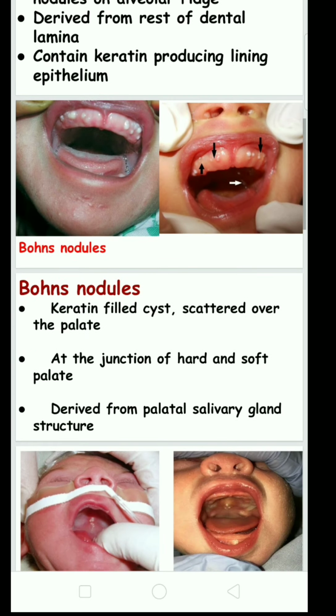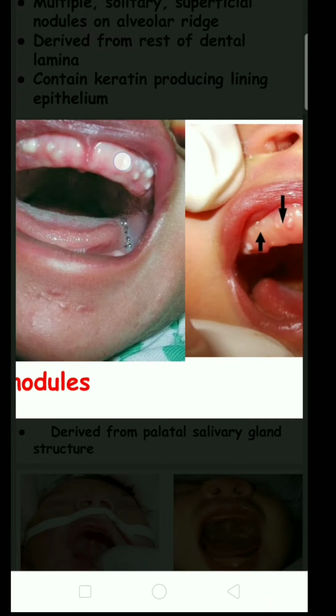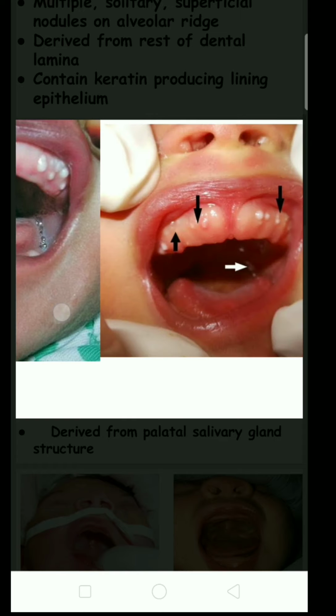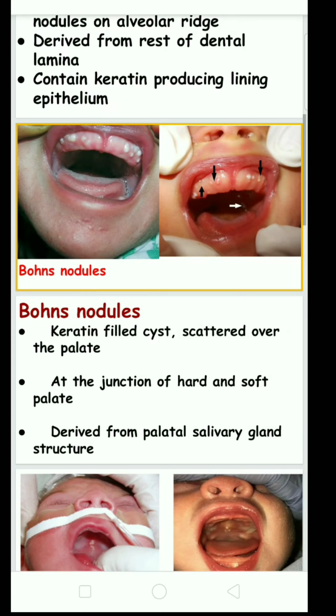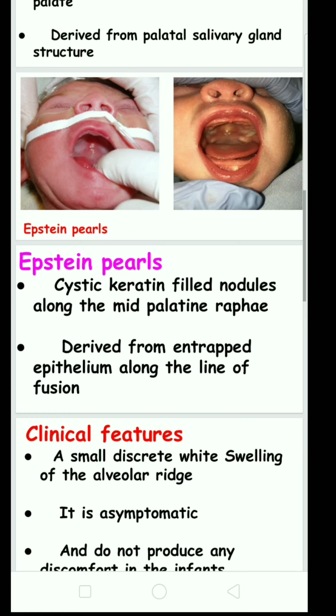In Bohn's nodule, the keratin-filled cysts are scattered over the palate. At the same time, they are also seen on the alveolar ridge and scattered over the palate. They are mostly seen at the junction of the hard palate and soft palate. It is derived from palatal salivary gland structures.